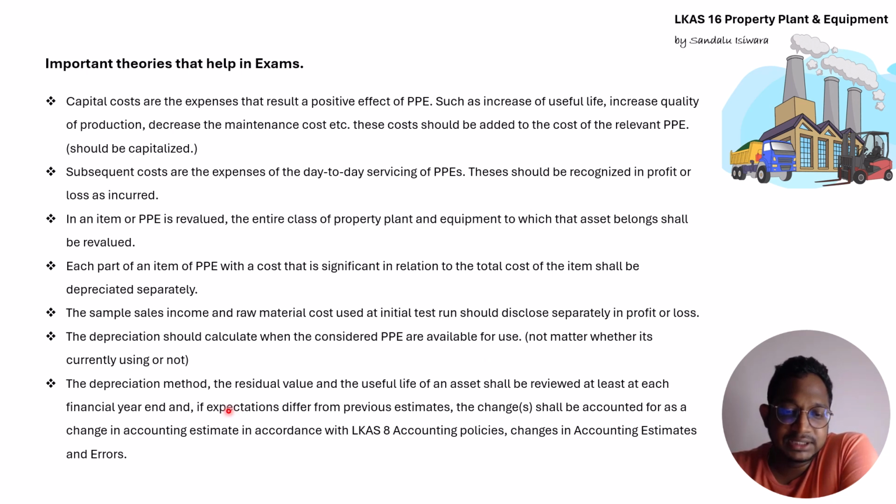And the depreciation method, the residual value and the useful life of an asset shall be reviewed at least at each financial year end, and if expectations differ from previous estimates, the changes shall be accounted for as a change in accounting estimates in accordance with LKAS 8 Accounting Policies, Changes in Accounting Estimates and Errors. I mentioned that earlier, right? Changes in the depreciation method, residual value and useful life of property, plant and equipment we should consider as changes in accounting estimates, not changes in policies. Okay.